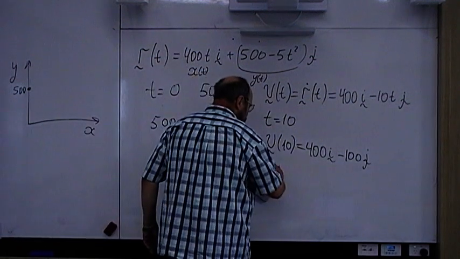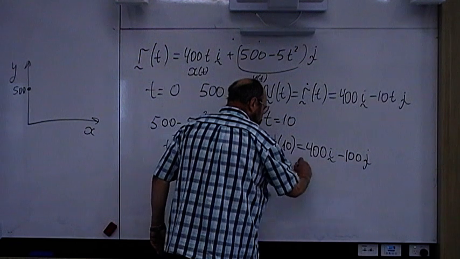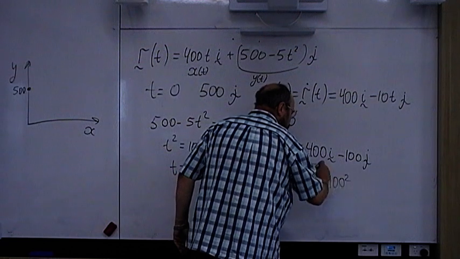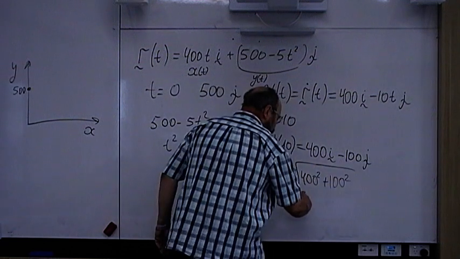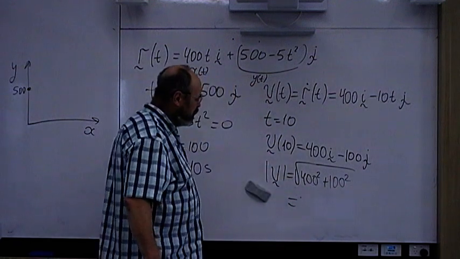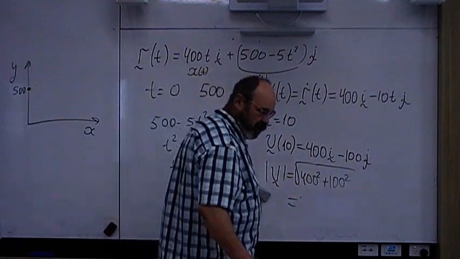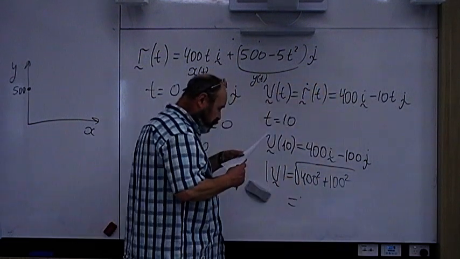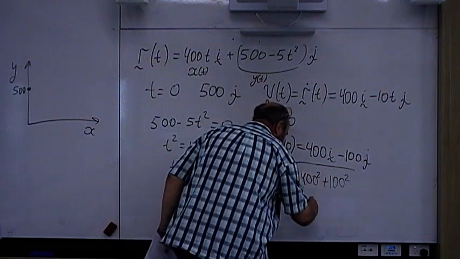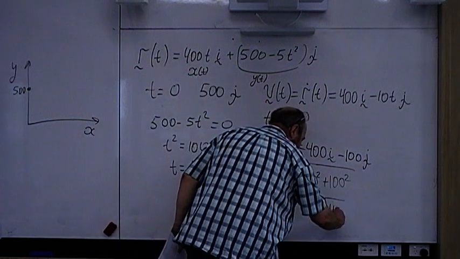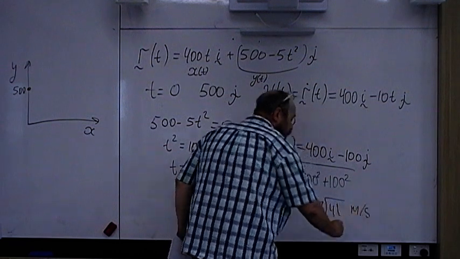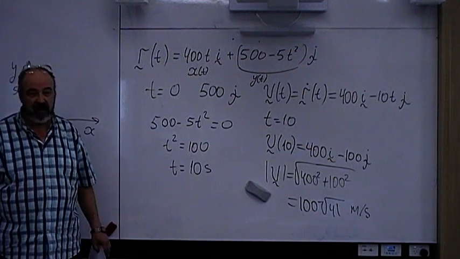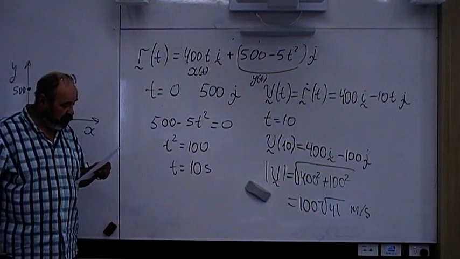The magnitude of the velocity equals the square root of 400 squared plus 100 squared, which will be equal to 160,000 plus 10,000. So to save time, it will be 100 root 41 meters per second. So we just found the magnitude of the vector v at the time t. Make sense? Next question.